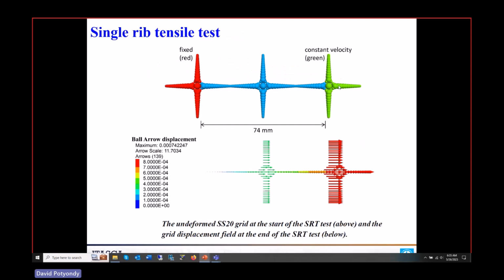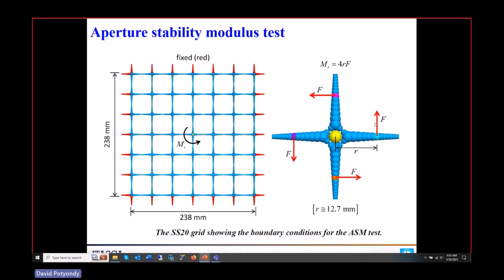We just built this up. We took this, fixed this end, pulled on this end, and measured the force to pull. Based on that, we were able to calibrate the stiffnesses of the parallel bond material to match the stiffness of the real system. Then we did this aperture stability modulus test.